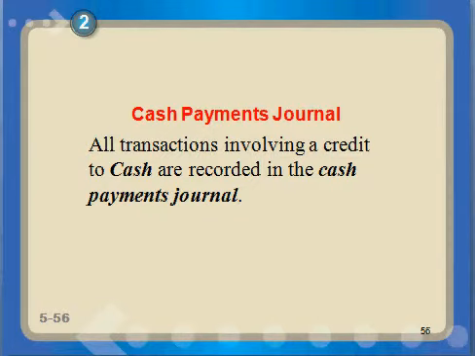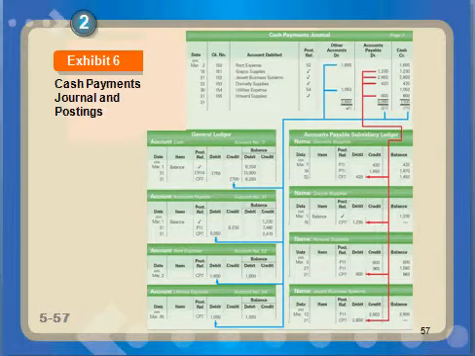So now we're going to take a look at our cash payments journal. Any transaction involving a credit to cash would of course be in our cash payments journal. So anytime we're basically writing a check, it would be in our cash payments journal. And if you look on page 215, you can see what we're looking at on this slide. Gives you a lot better picture of it.